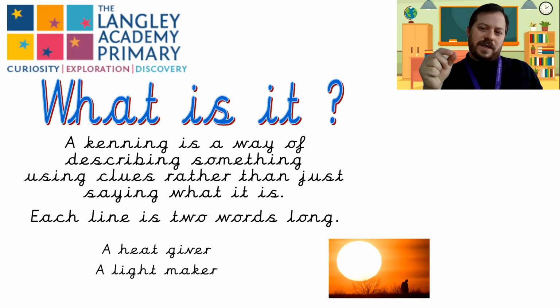So each of these lines are two words long. Each kenning is two words long. Heat giver, light maker. Both of these describing the sun in this case. And this is an interesting way to think about it. Where do they come from originally? There's a slight hint here. What do you think?